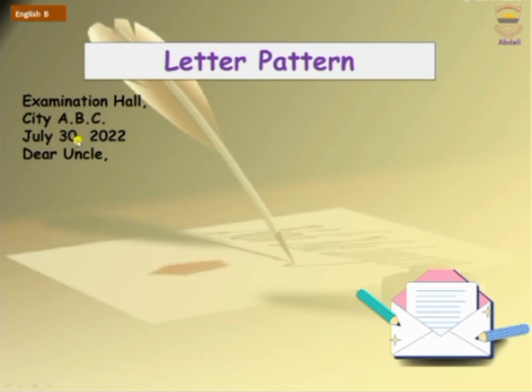Look. First of all, at the left side of the page, we write Examination Hall. And in the next line, at the left side of the page, we will write City ABC. And these words should be capital. ABC should be capital. Then in the next line, we will write the month and then date, year.